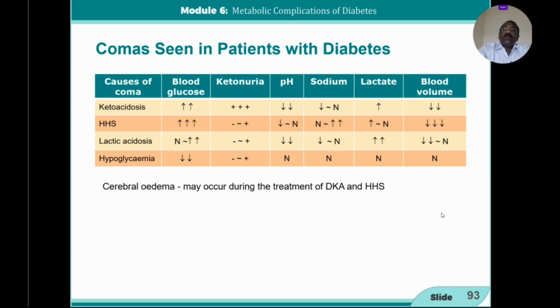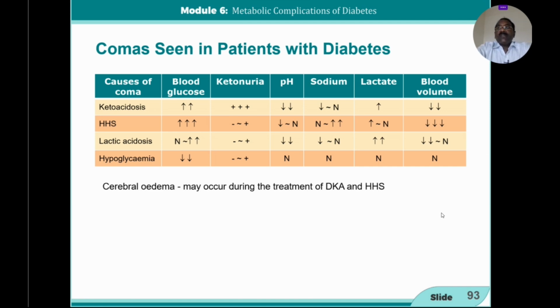Now, ketosis, ketonuria, ketone bodies will be positive in DKA, yes or no? Yes. HSS, yes or no? Usually negative, maybe partially, just 1 plus. Lactic acidosis, same thing. Hypoglycemia: in starvation hypoglycemia, you will again have ketone bodies positive.